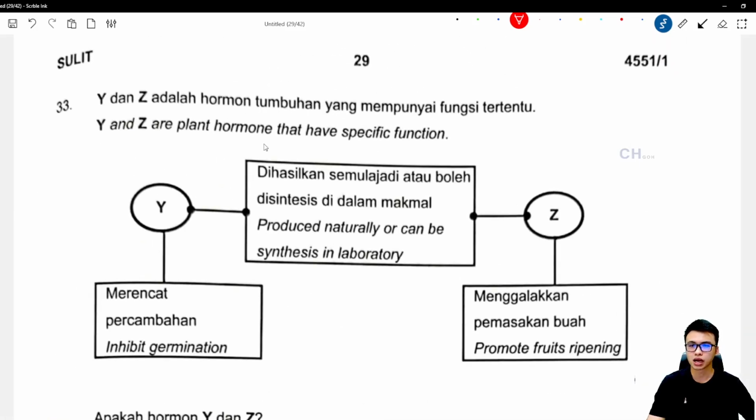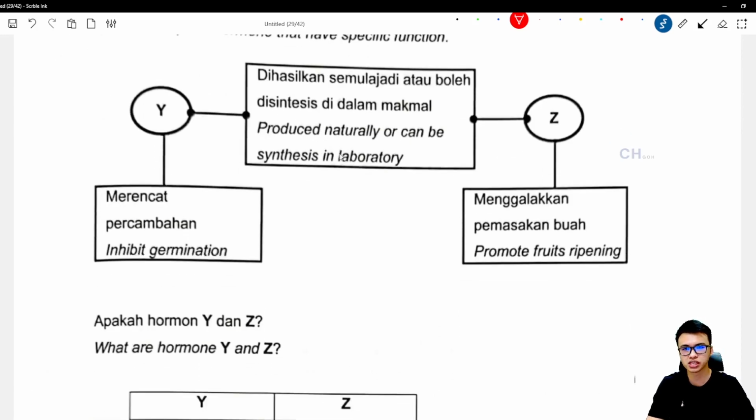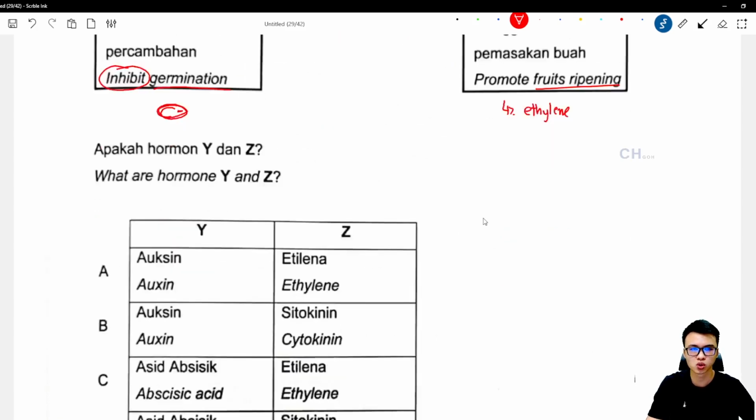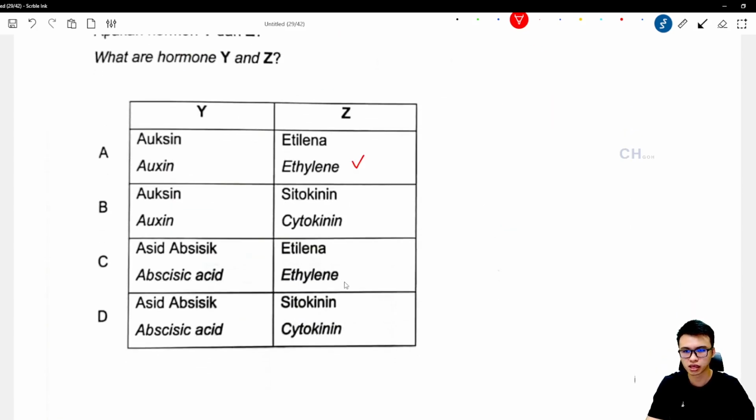Y and Z are plant hormones that have specific functions, can be produced naturally and synthesized in the lab. Y inhibits germination. That means we will keep the seed in the seed condition. We don't want the seed to germinate. Z promotes fruit ripening. This one confirm is ethylene. I'm sure you guys know what this is, but maybe you cannot memorize. So we choose Z, ethylene. So B and D are wrong.